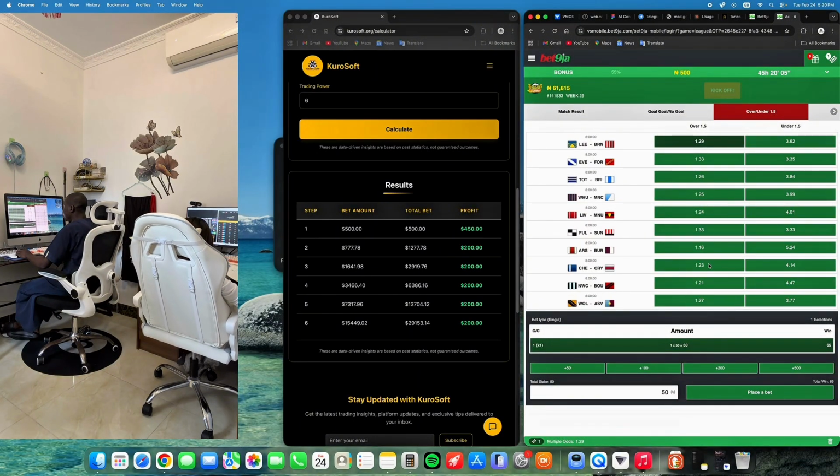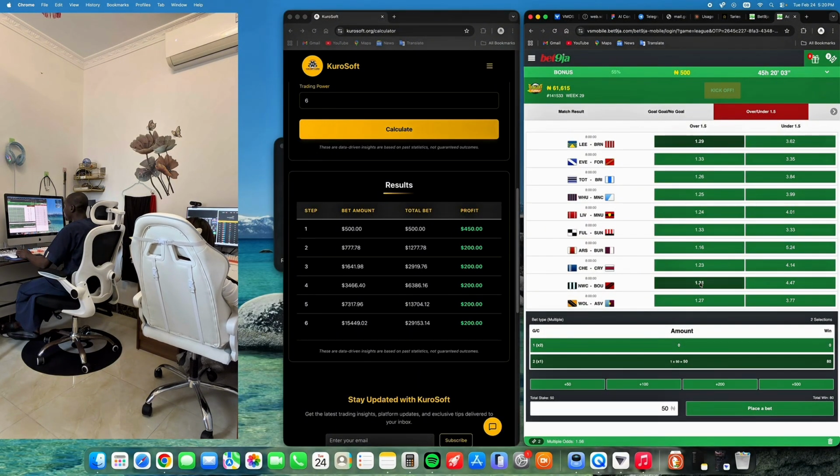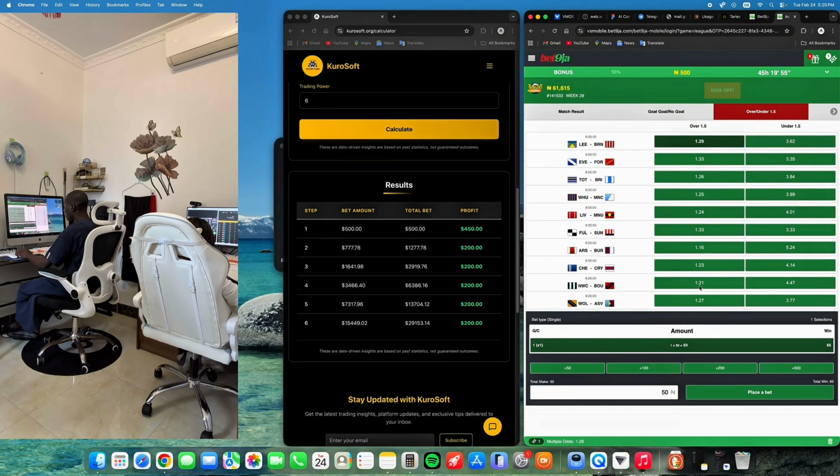So odds like this are fine, this is fine, this is fine, this is fine. It doesn't mean that it's guaranteed that this one will make a win, but it's safer than odds like this.